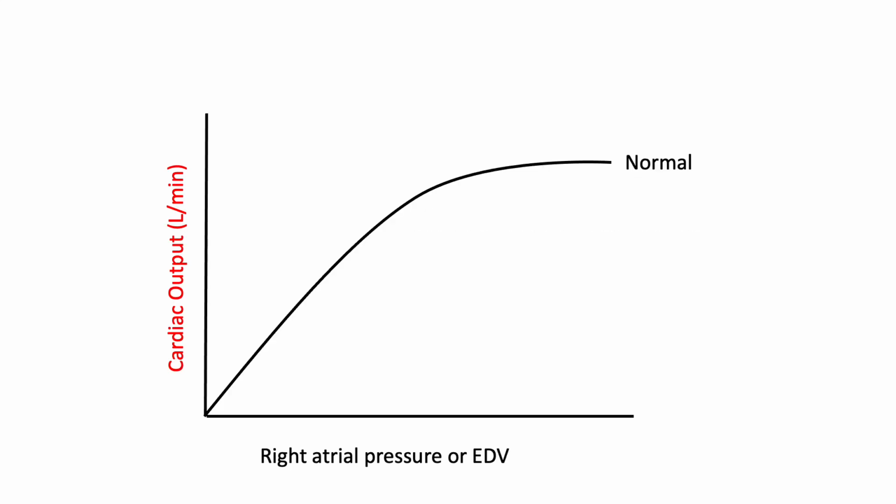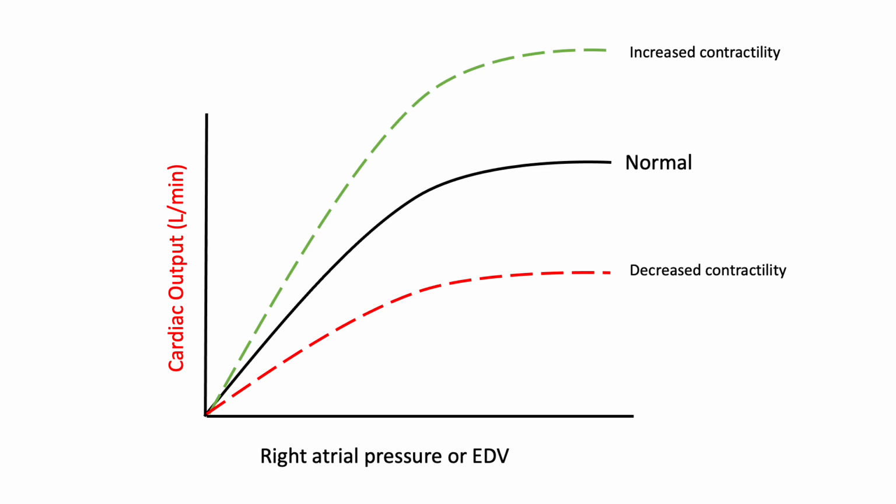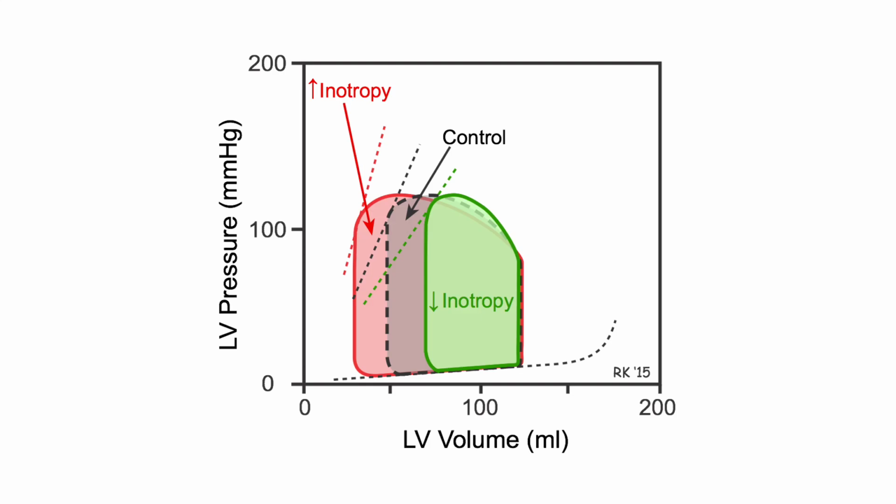So here's that cardiac output curve again with cardiac output on the y-axis, right atrial pressure and end diastolic volume on the x-axis, and the black line showing you normal. Makes sense that if you increase contractility, then you're going to increase cardiac output. If you decrease contractility, then you see that the cardiac output curve will shift down. And again, here's a pressure volume loop showing this relationship. So, the red loop is showing if you increase inotropy, if you make the heart beat stronger or contract stronger, you're going to have a larger stroke volume. And if you decrease inotropy, if you make the heart weaker, that's going to decrease the stroke volume.